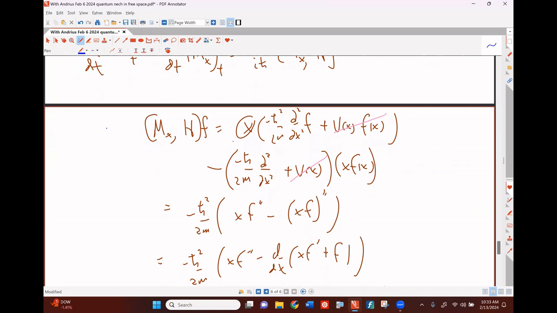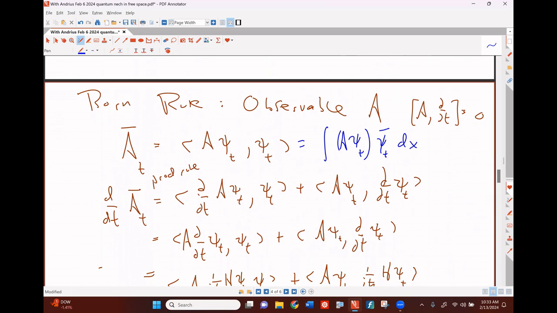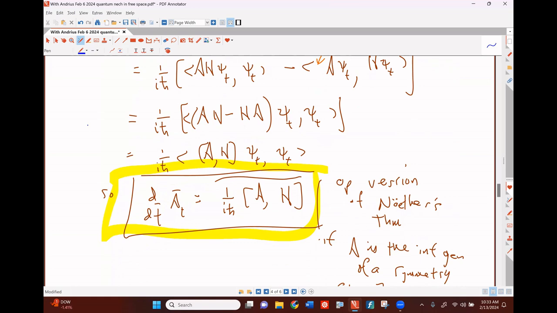So just slow down. You know that because of Schrodinger's equation? Why do you know that? Oh, that came from up here. It comes from the fact that H gives you the time evolution.